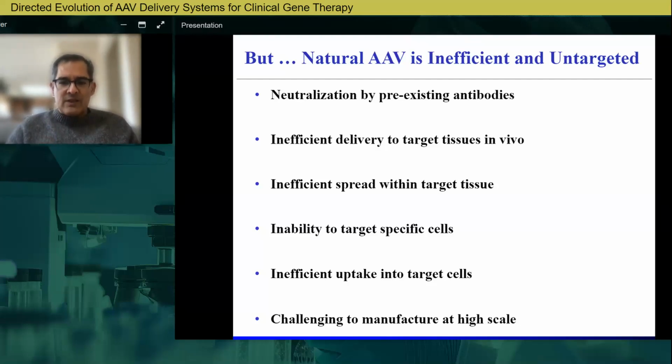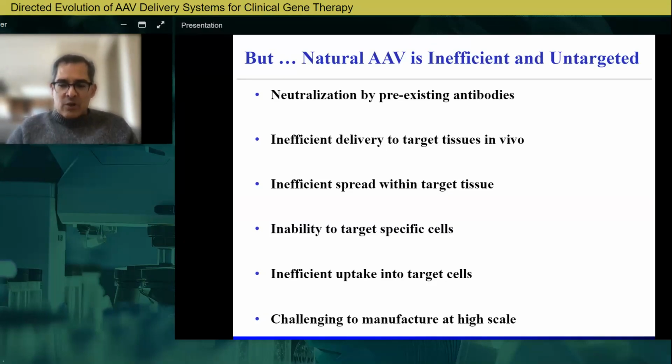AAV is inefficiently delivered to most tissues inside the body. When applied intravascularly, for example, it typically is taken up within the liver and degraded. It's not particularly great at delivery to the liver, but certainly it's not effective at delivery to other tissues in the body beyond the liver. It typically inefficiently spreads within a given target tissue, has zero ability to target delivery to specific cells within that tissue, is inefficiently taken up into those target cells and is challenging to manufacture at high scale.